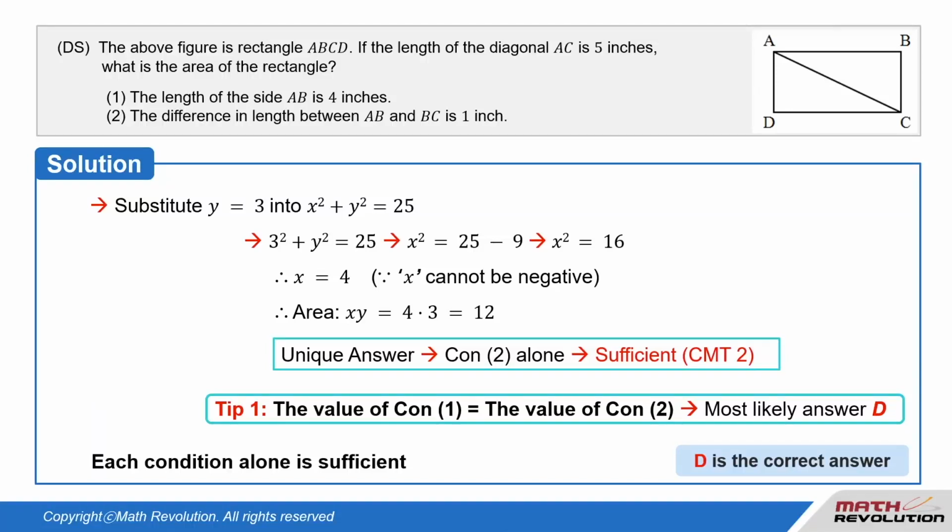Each condition alone is sufficient. If one more equation is required in the original condition, the correct answer is likely to be D. Remembering this will save you a great deal of time when you sit down to write the actual exam. So, D is the correct answer.